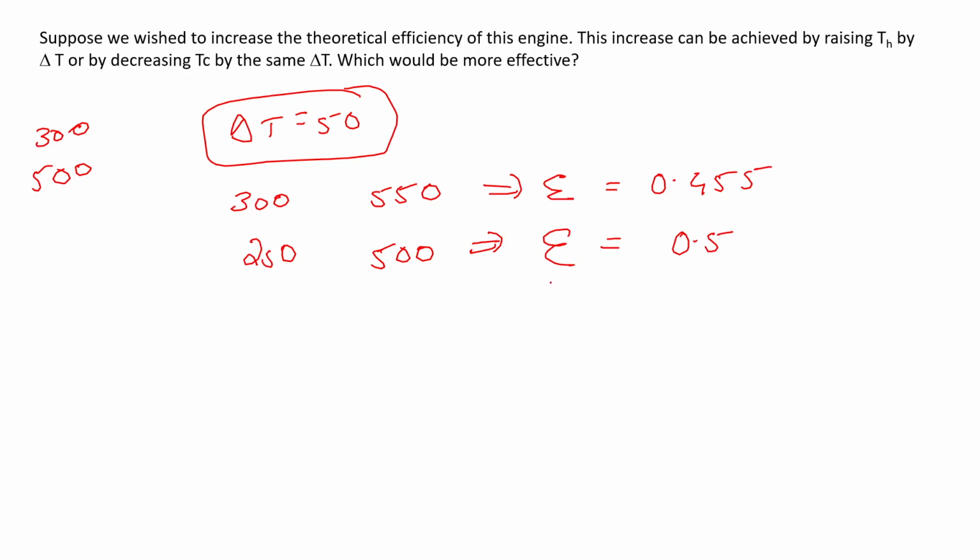So which one is more effective? Reducing the lower temperature only. Instead of increasing the inlet temperature Q1, reducing Q2 will be more effective. Mathematically this will be right. Yes.